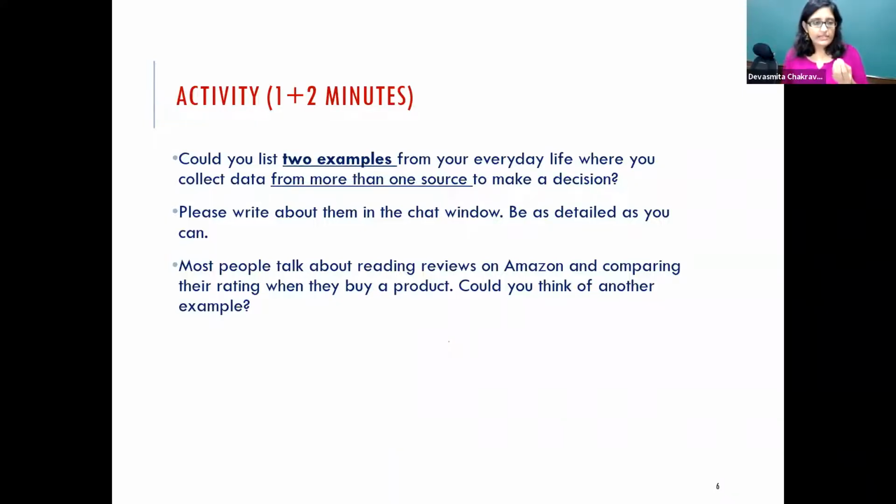When I give this activity, by default, a lot of people say, when we buy a product, we read the reviews, we see the rating. Since so many people talk about it, let's make it a little more interesting. So don't start typing now. What I want you to do is to think for a minute, and then to give me 2 examples of how you make decisions using data from more than one source, and what are those sources of data. Since I won't be able to chat individually with all of you, what you post here in itself should be self-explanatory. What kind of data do you use to make those decisions? Think about it.